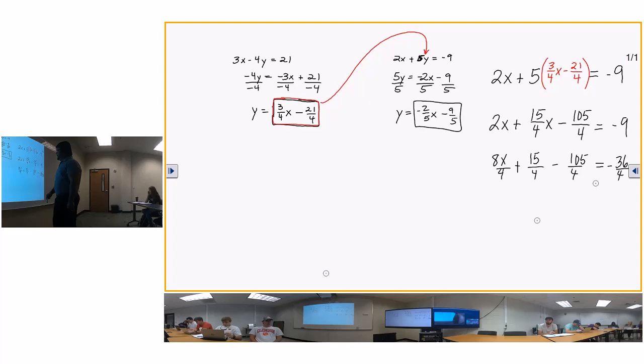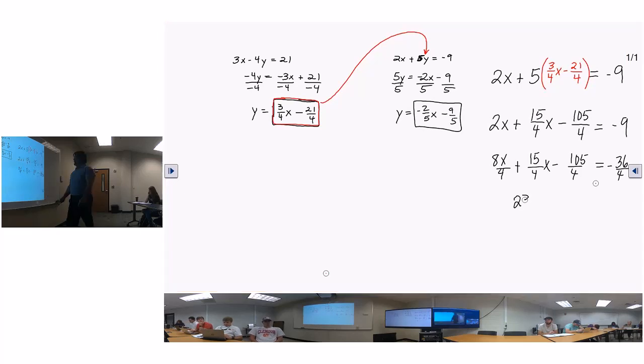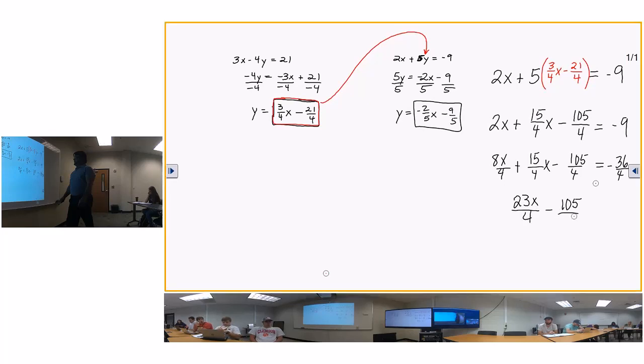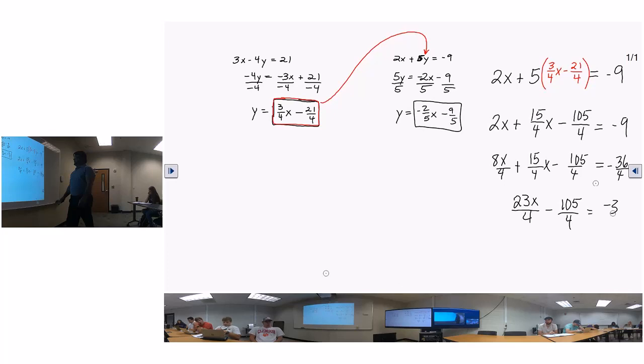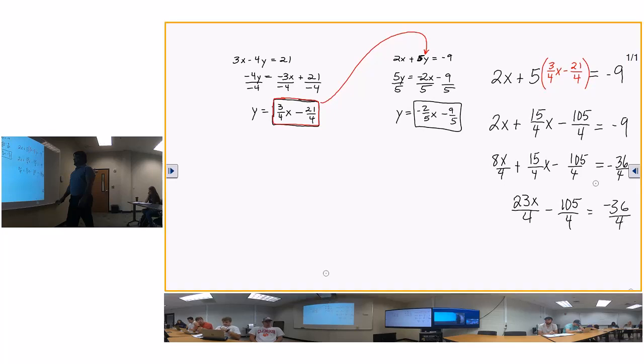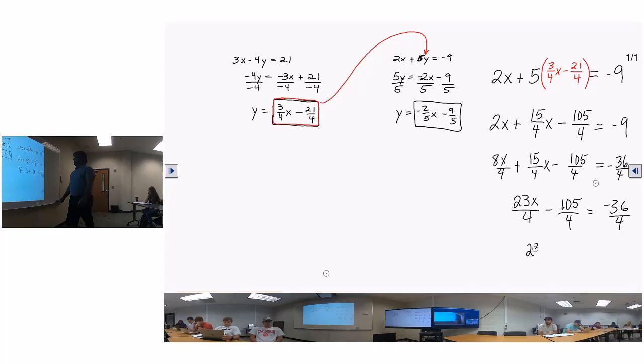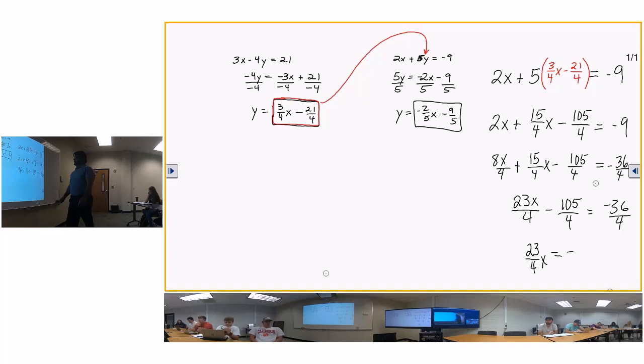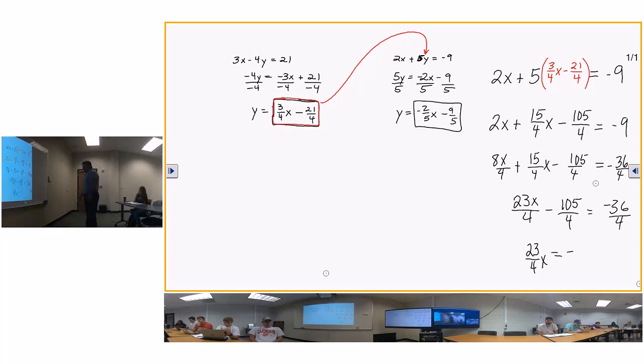All right, so we've got an x right here. We've got an x right there. What's 8x plus 15? 23x over 4 minus 105 over 4 equals negative 36 over 4. Golly, this is familiar. And 105 comes over. You got 23 over 4x equals negative b. What's negative 36 plus 105?